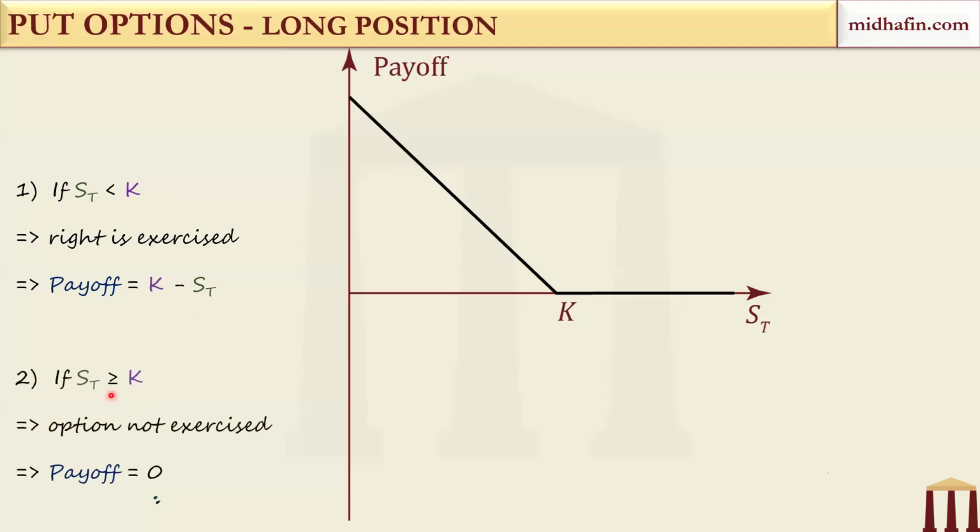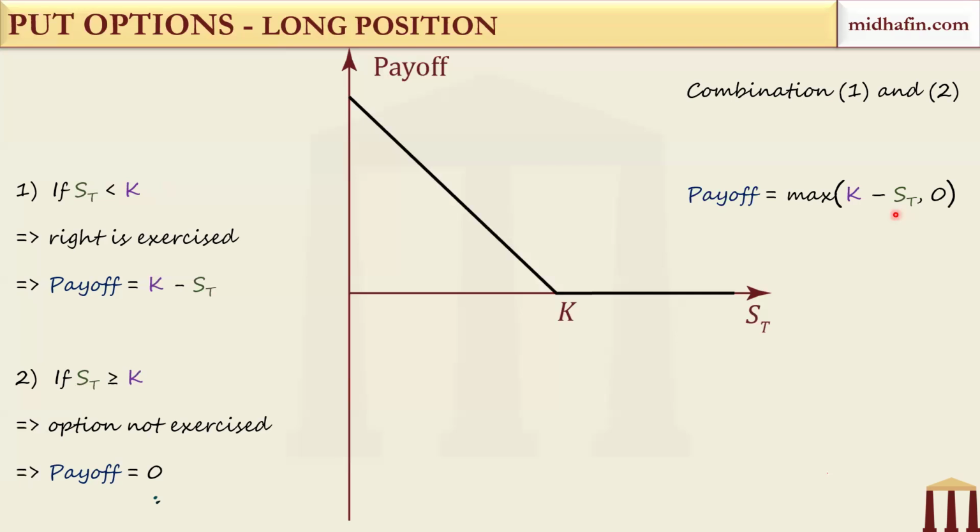But if ST is greater than or equal to K, the option will not be exercised. Let's say K is 50 and ST is 60. If the market is already allowing you to sell at 60, will you choose the option and sell it at 50? No, never. That is why you will not exercise the option and payoff will become equal to 0. And again, if you combine 1 and 2, the payoff can be simply max(K minus ST, 0).